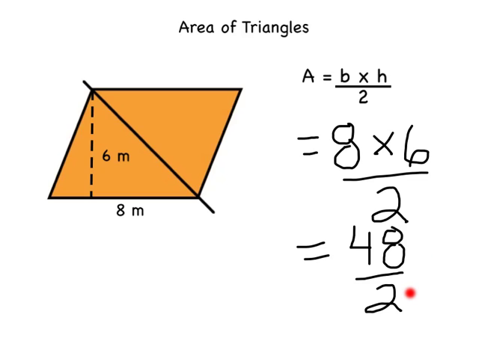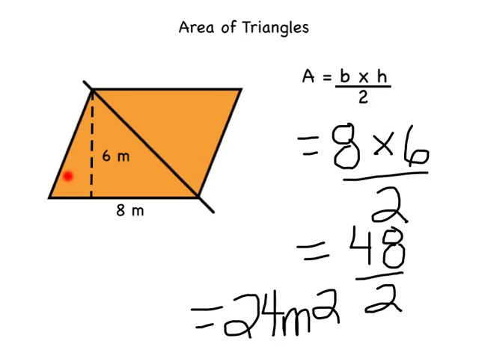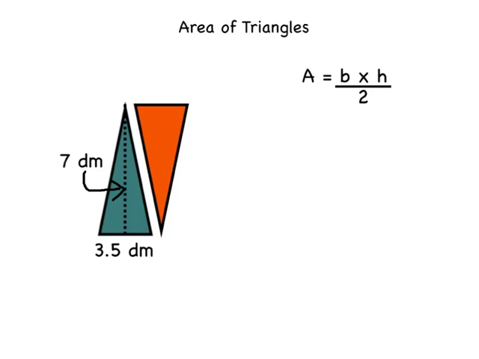Those 2 triangles, which divide the parallelogram in 2 by this line, mean that the 2 triangles that are created have an area of 24 meters square. So this triangle here has an area of 24 meters square, and this triangle here also has an area of 24 meters square. The blue triangle and this orange triangle actually have the same dimensions. They're congruent. So if we find the area of one, we'll end up finding the area of both.